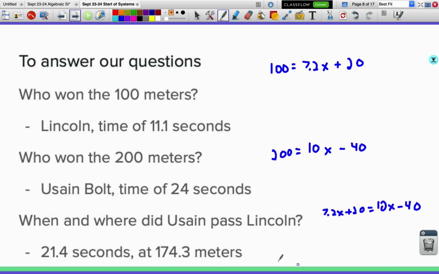That will solve for the x value. Then you can plug it back into either of their equations in the position of x, and that's going to give you 174.3 meters.